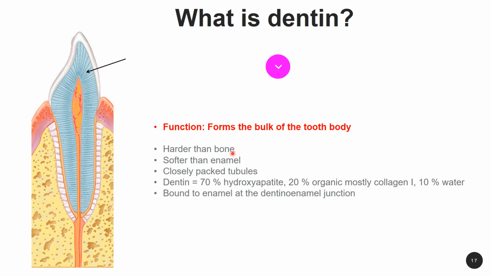So a quick recap, this should hopefully look quite familiar to you. What is dentine? Dentine is, of course, here the blue stripy structure which makes up the bulk of the body of the tooth. So it's a huge portion of the tooth, and it's really important that we understand how it is made. It's harder than bone, but it's softer than the enamel on the outside. It's made of a lot of closely packed tubules, of which dentine is 70% hydroxyapatite and 20% organic components, which you will learn more about in future lectures. It is also bound to the enamel at what is called the dentino-enamel junction. That would be around here.